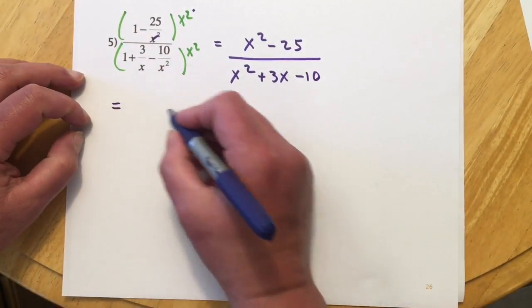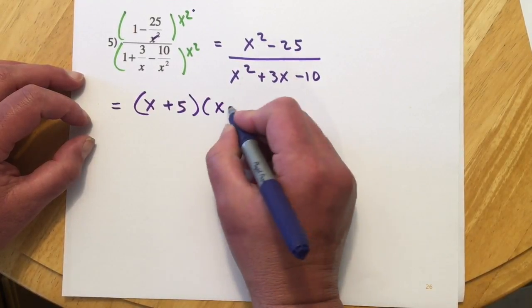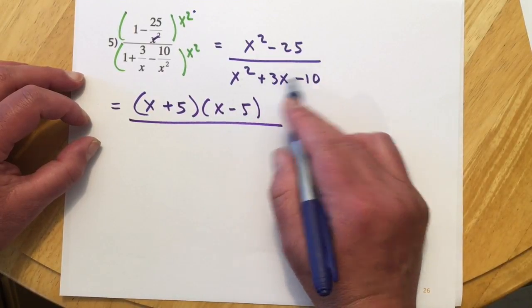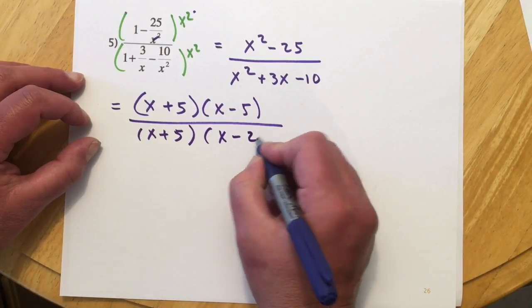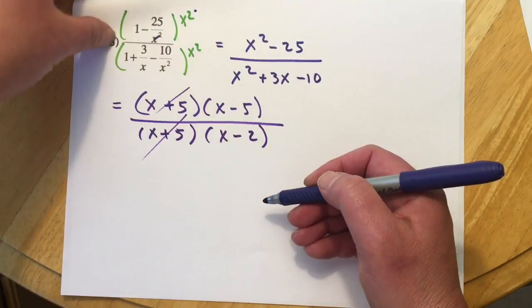So we'll do this, and we'll do x plus 5, x minus 5. And then downstairs, we'll need a plus 5 and a minus 2. And reducing out the plus 5s, and then this would be our solution.